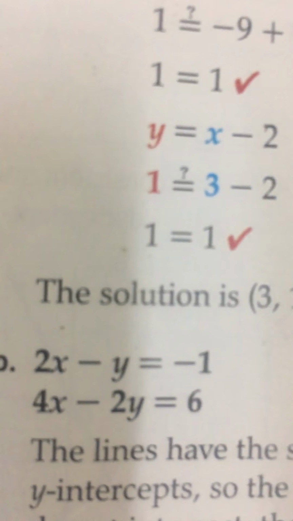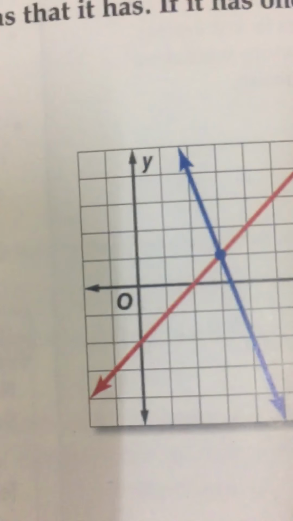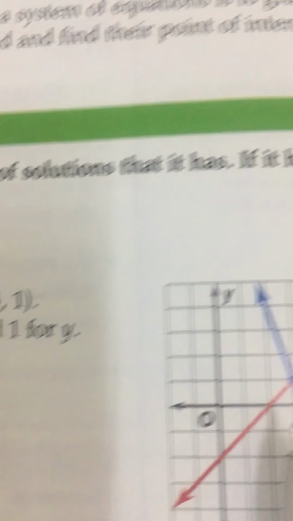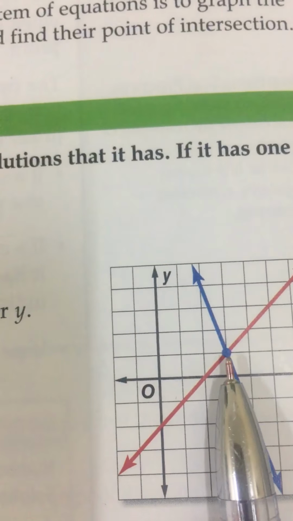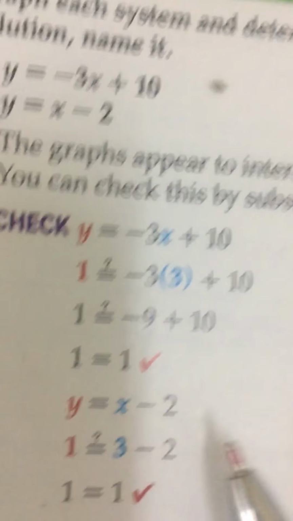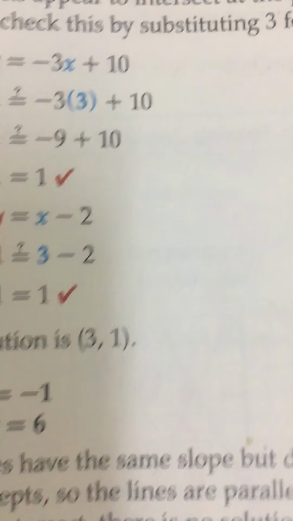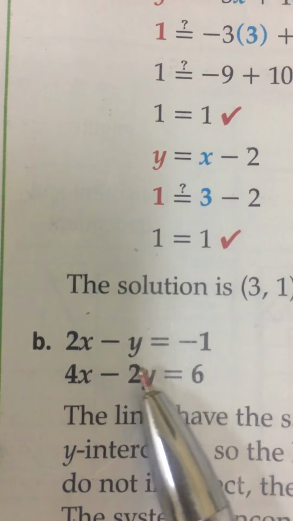Graph to find the solution. In this graph, only one solution. Yes, 3 and 1. x is 3 and y is 1. This is one solution. So I can write the solution as 3 and 1. Okay, I will also graph to find this solution.